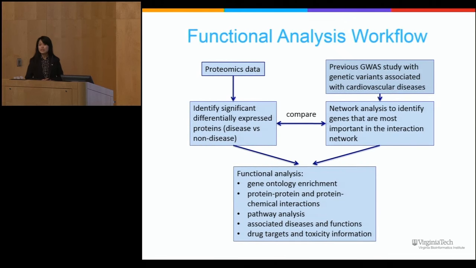So today I'm going to focus on talking about the workflow that we developed for the project to identify protein genes that are important for the disease. We combine both the proteomics data and GWAS data for the analysis, and we also provide detailed functional analysis for the project. So this is a simple graph presentation of the workflow that we developed.